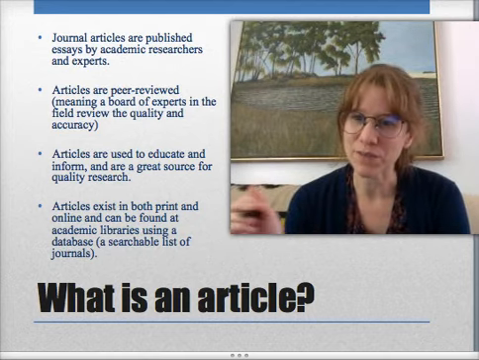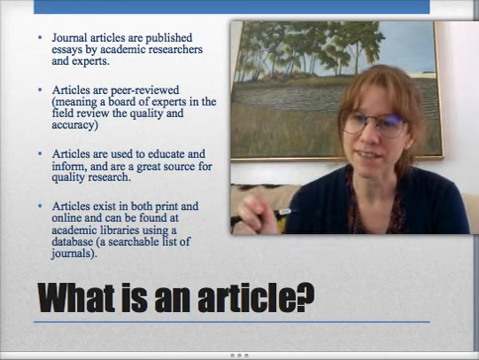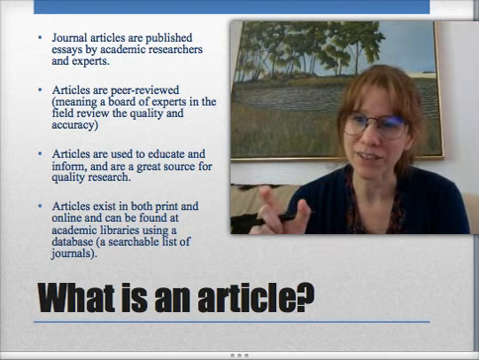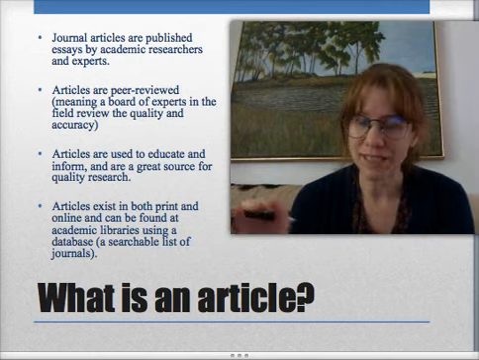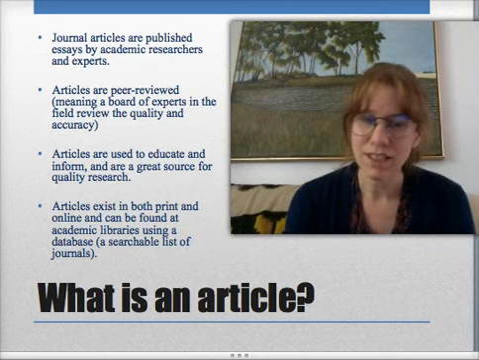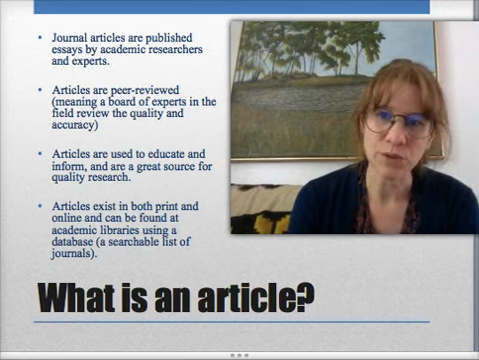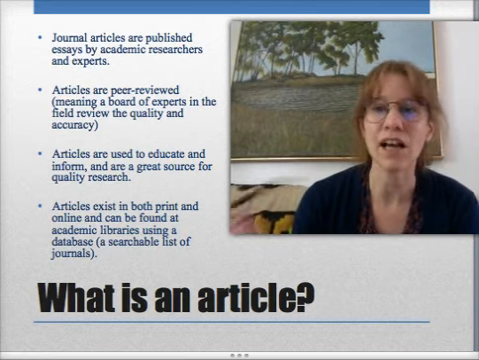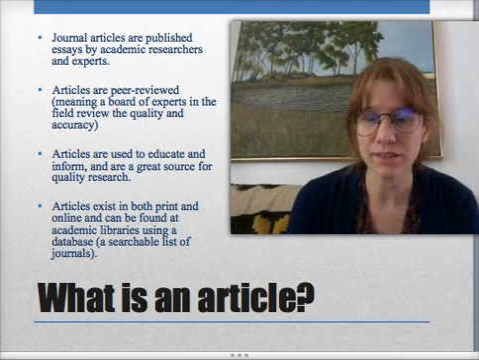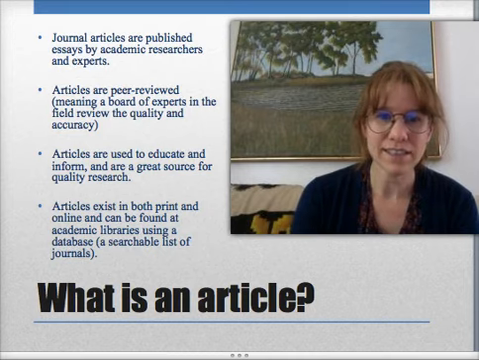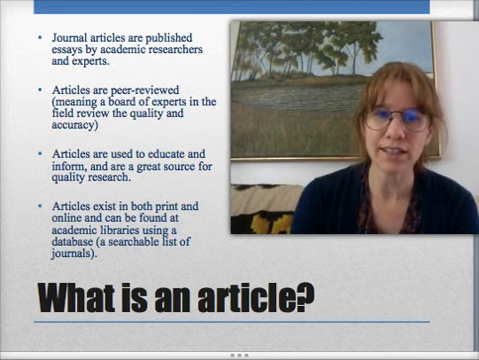Because I just find that if I highlight topic sentences, or key ideas or bolded words, it helps me make sense of what that article is saying. So that's a little tip too. Read also with a marker, a highlighter, or a pen in your hand, and maybe reread more than once. And then, articles exist in both print and online.